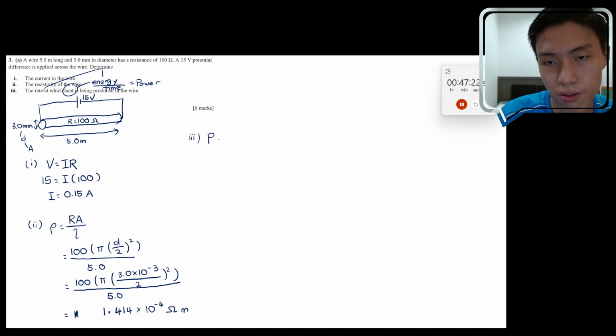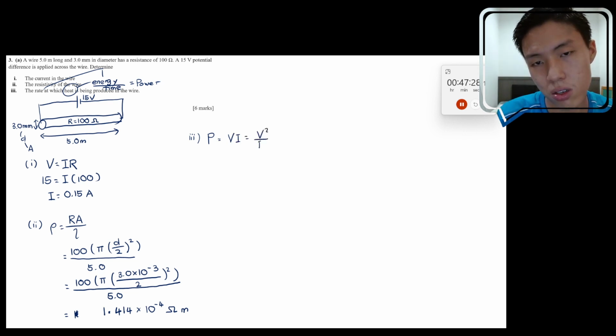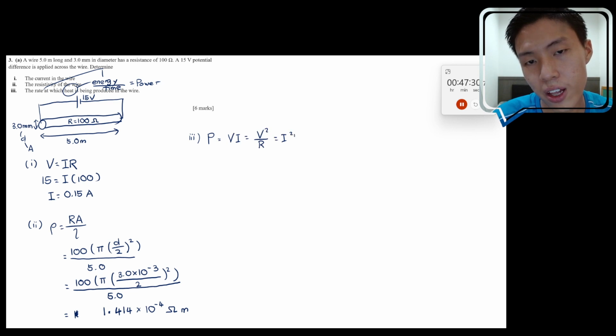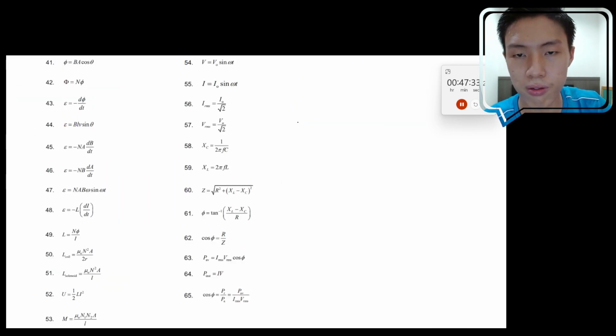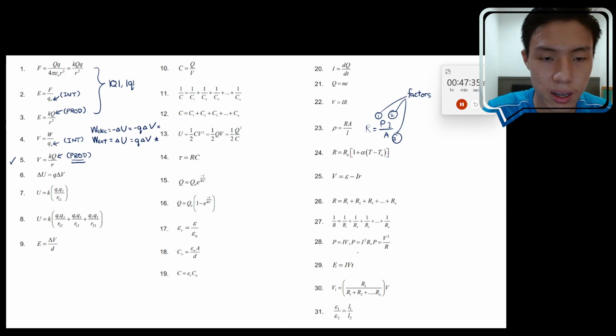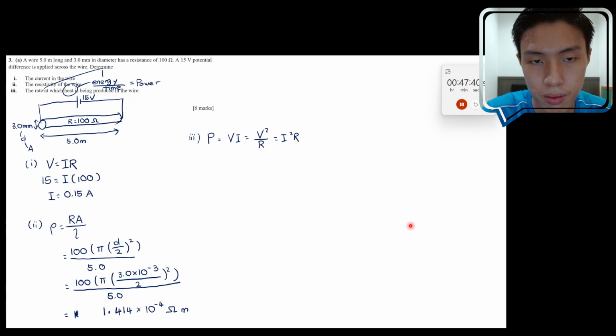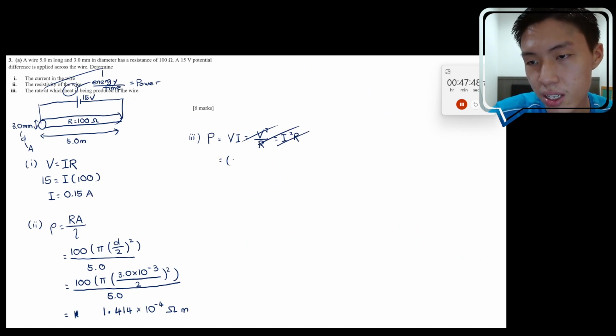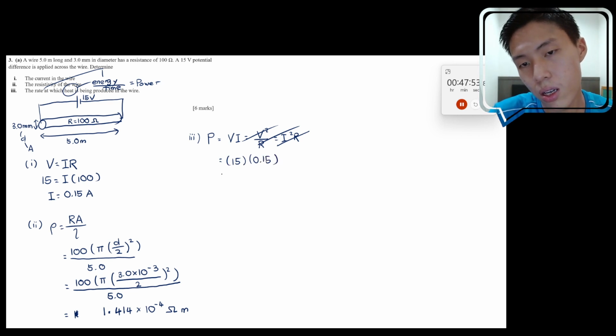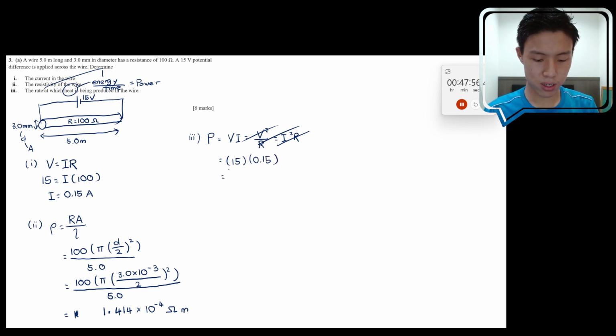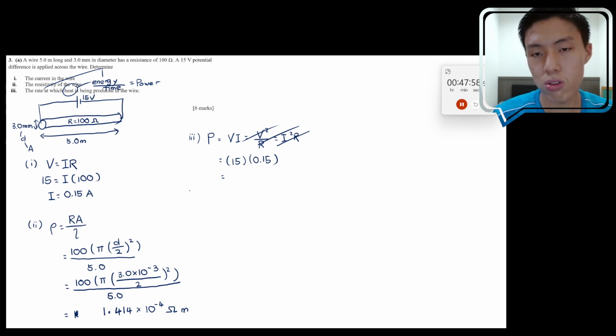So power, there are 3 different equations you can select. You can use VI, you can use V square over R, you can use I square R. Okay, all these are valid, and I think you can use any one of them. P is equal to IV, I square R, and V square over R. Same thing. Okay, I'll use the one VI over here. You don't need to write the others if you are not using them. So V is 15, I here is 0.15. So if you find the power, that will be 2.25 watt.